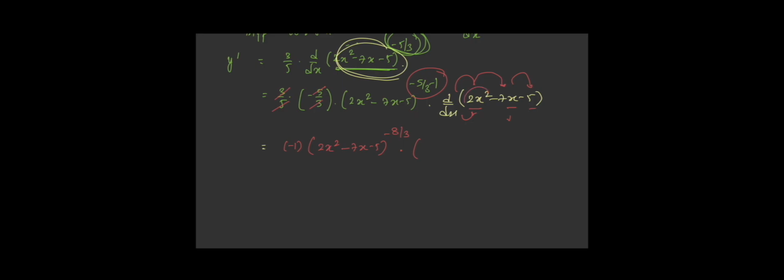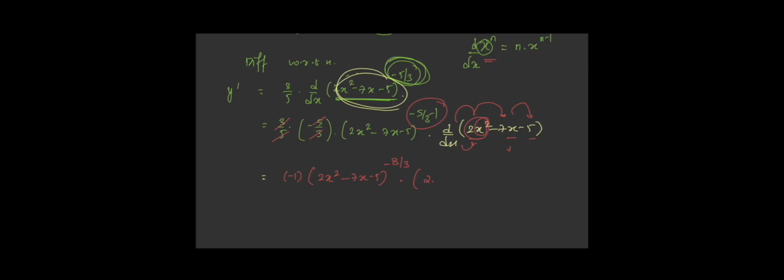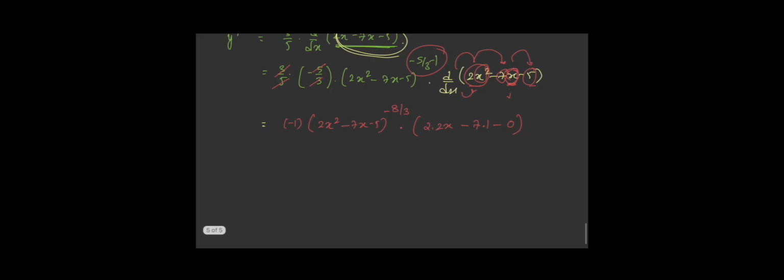Okay, so what will be the differentiation of 2x square? 2 will remain as it is. The differentiation of x square using our power rule is 2x. Minus 7 will remain as it is. The differentiation of x is 1, so into 1, minus 5. Now since 5 is alone without any variable, its differentiation will be 0. Just remember this: whenever you have a constant with some variable, it remains as it is, but when we have a constant without a variable, its differentiation becomes 0.